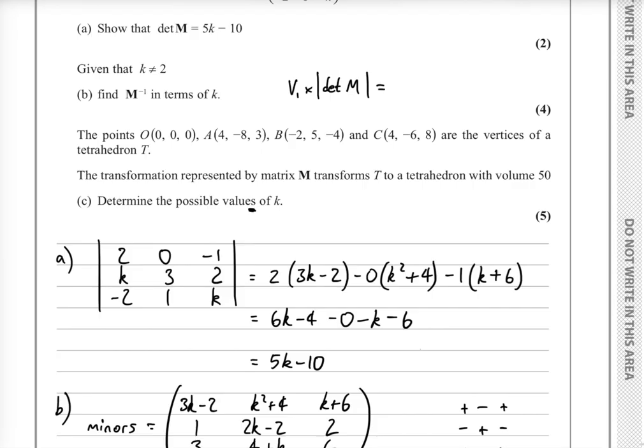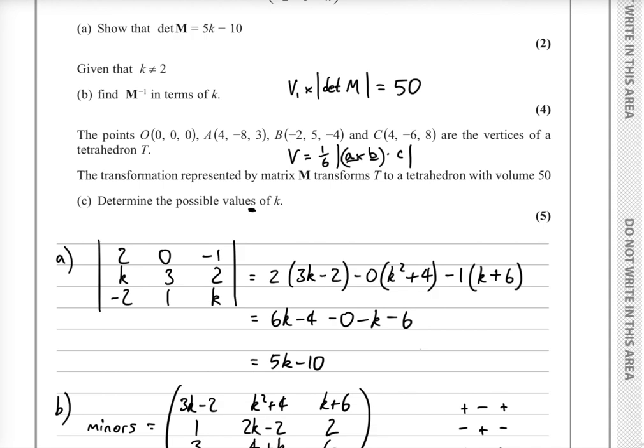That is equal to volume 2, and we're being told that it transforms T to a tetrahedron of 50, so volume 2 is the 50. We know the determinant of M is 5k minus 10. We need to find volume 1. To find the volume of a tetrahedron, that's 1/6 of the scalar triple product A cross B dot C.